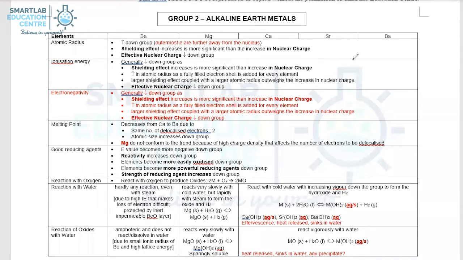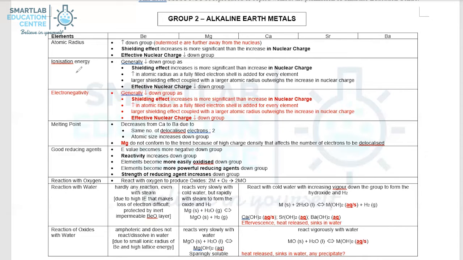Let's take a look at the group 2 alkaline earth metals. In terms of atomic radius, it will increase down the group, given the fact that the increase in shielding effect is more significant than the increase in nuclear charge. Since the increase in shielding effect is more significant than the increase in nuclear charge, the outermost electrons will increasingly be further away from the nucleus, hence the increase in electrostatic attraction force by the nucleus on the outermost electron is mitigated. Hence, the ENC decreases down the group and atomic radius increases.